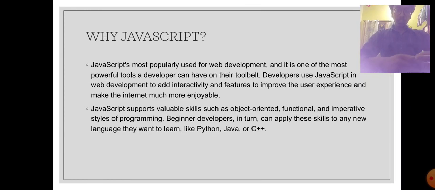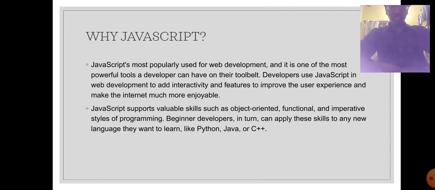JavaScript is most popularly used for web development. This scripting language is mainly used for web development, and it is one of the most powerful tools a developer can have on their tool belt. Developers use JavaScript in web development to add interactivity and features to improve the user experience and make the internet much more enjoyable. JavaScript supports valuable skills such as object-oriented, functional, and imperative styles of programming. Beginner developers in turn can apply these skills to any new language they want to learn, like Python, Java, or C++. This is why we use JavaScript.